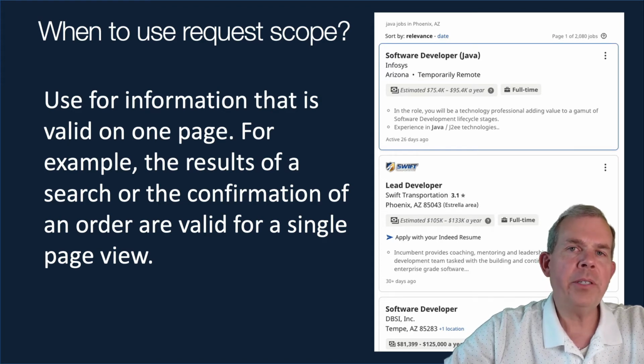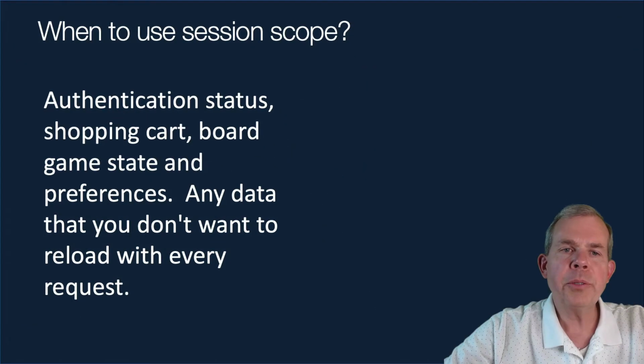That information is valid for maybe just the one page view. You wouldn't want to be storing that for multiple sessions. So it's a very short-lived bean. How about this one, a session scope? You might want to keep things such as the authentication. Is the user logged in or not?